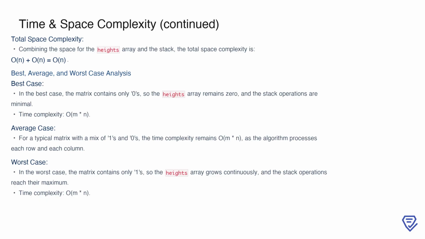Let's now look at different scenarios. In the best case, where the matrix only contains zeros, the heights array remains 0 across all iterations, and the stack operations are minimal. This results in a time complexity of O(m*n). In the average case, where the matrix is a mix of ones and zeros, the time complexity also remains O(m*n), as each row and column is still processed. For the worst case, where the matrix is filled entirely with ones, the heights array grows continuously, and the stack operations are maximized. Even in this case, the time complexity does not exceed O(m*n).